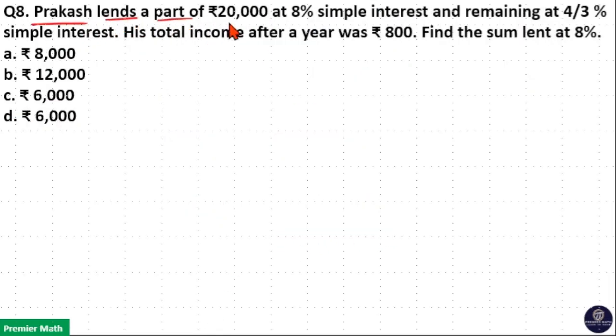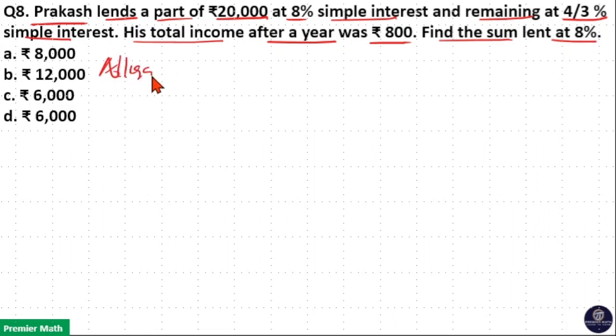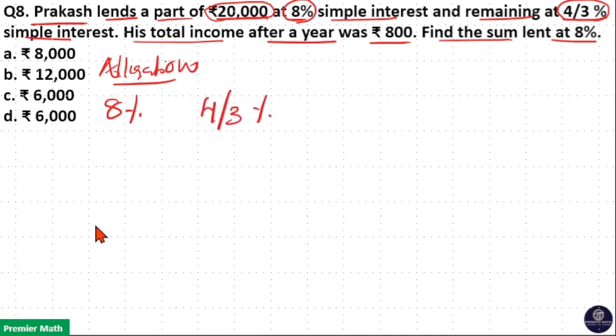Prakash lends a part of 20,000 rupees at 8% simple interest and the remaining at 4/3% simple interest. His total income after a year was rupees 800. Find the sum lent at 8%. Here allegation is the best method for these types of problems. The total money lent is 20,000, and part of this 20,000 is lent at 8% simple interest and the other part at 4/3% simple interest. So write 8% and 4/3% on LHS and RHS respectively.